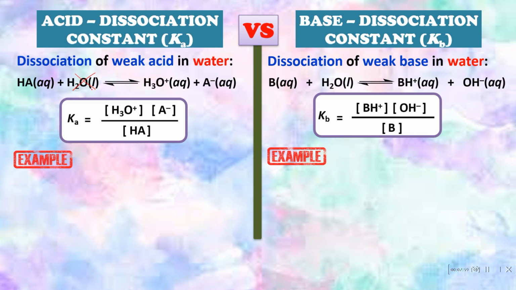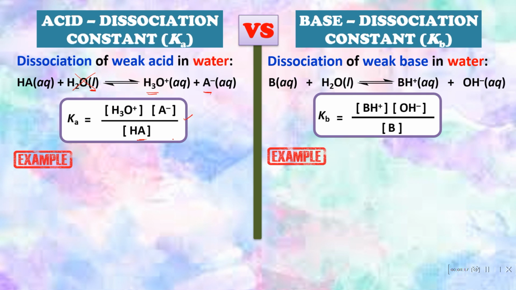Since liquid is not considered in the expression, because a liquid is constant, we will get the Ka expression: concentration of H3O plus times concentration of the anion A minus, over concentration of the weak acid.